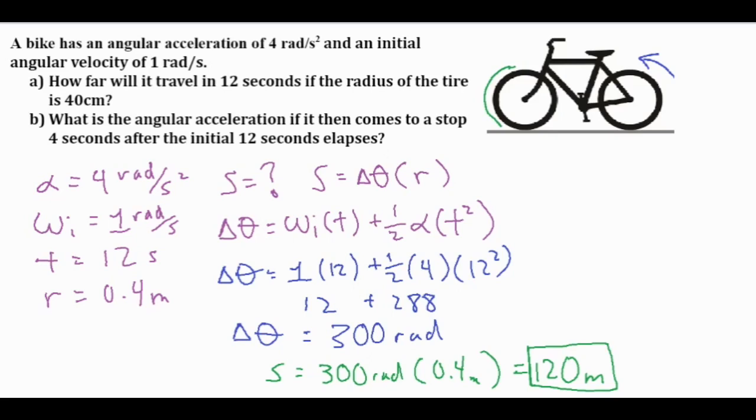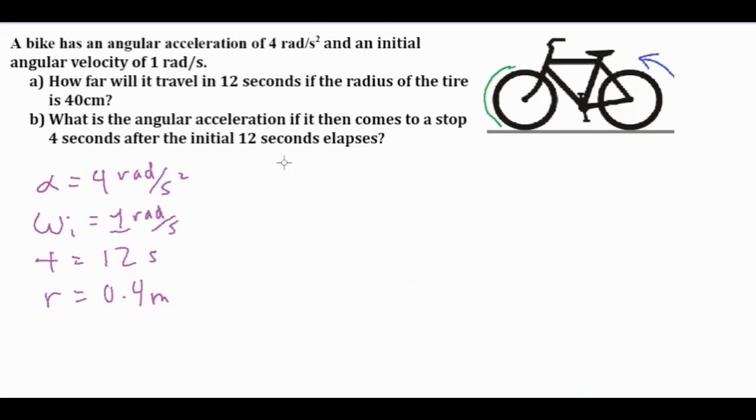So let's go ahead and solve the second part of our problem. It says, what is the angular acceleration if it then comes to a stop 4 seconds after the initial 12 seconds elapses? So let's go ahead and clear our initial work, and then let's solve the second problem. So what we're looking for the second one is the new angular acceleration. So let's go ahead and cross this one out because that only applied to the first 12 seconds. And then it comes to a stop, so we know that the omega f is going to be 0.